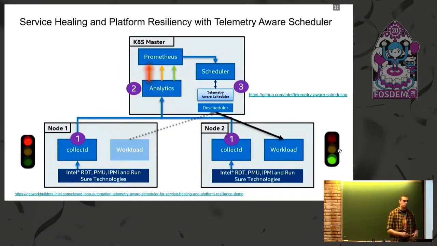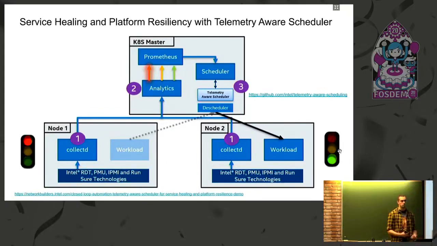Now let's take a look at this new component that we are seeing, the telemetry aware scheduler. This is an extension to the default Kubernetes scheduler that is making it aware of the telemetry to help it with the scheduling decisions. So you can feed it policies which are monitoring particular metrics, and you can say if the platform, for example, is healthy, you can deploy something new there.